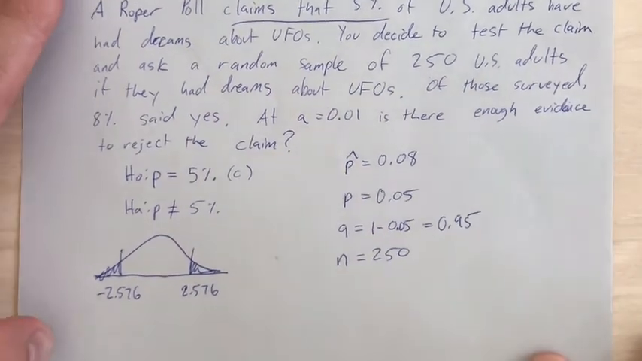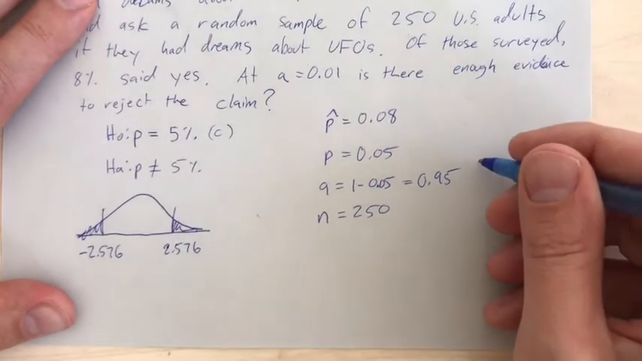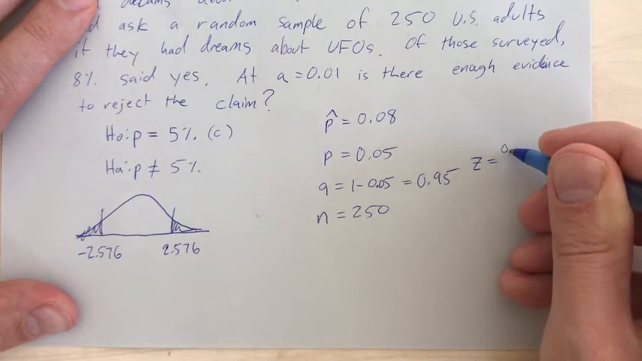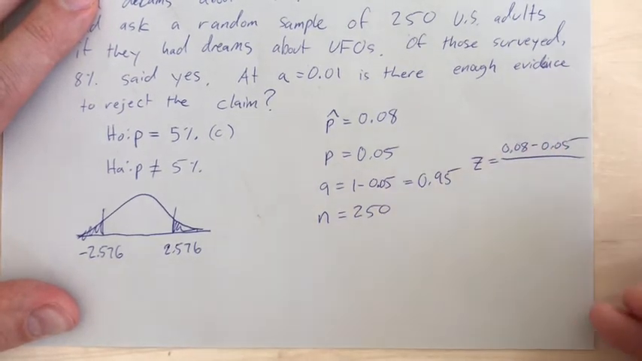Now I'm going to get my test statistic, which is, again, that equation from above. So I'm going to just plug everything in here. Z equals 0.08 minus 0.05. It's going to be on the top there.